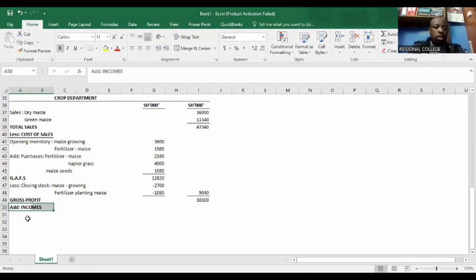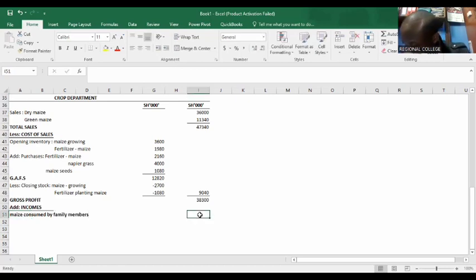Add incomes. You're being told there is maize consumed by family members. So the maize consumed by family members is 1080.